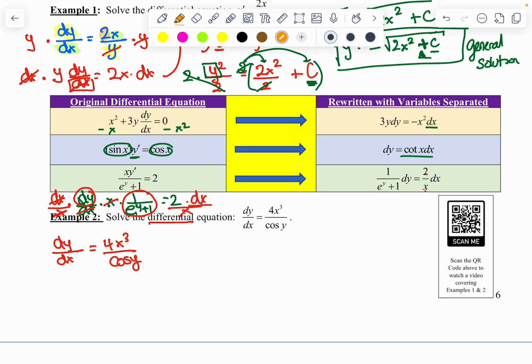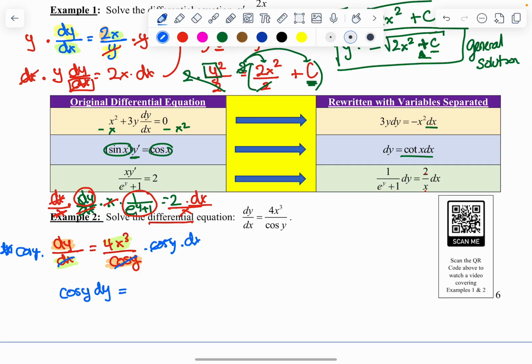Well, I know that I got to get cosine of y with dy, and then I got to get dx with the x cubed. Well, that's easy enough, right? Multiply both sides by cosine of y, and at the same time, I'm going to multiply both sides by dx. The dx cancels out on this side, the cosine of y cancels out on this side, and now we're left with cosine of y dy is equal to 4x cubed dx. We separated, now we are able to integrate it.